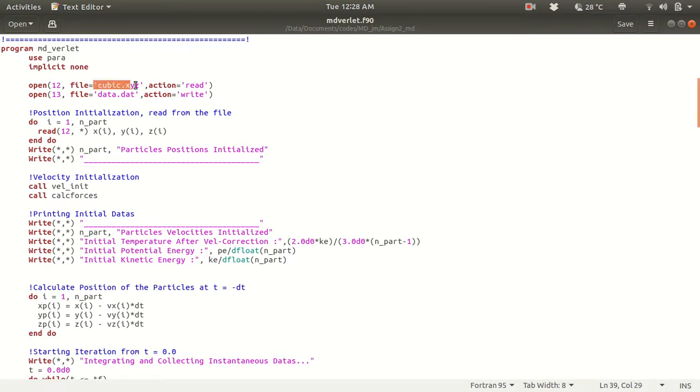So cubic.xyz, which I have already described in my earlier lecture. As you can see, there are lectures on how to generate a simple cubic lattice and how to generate a 2D square lattice. I will be using the simple cubic lattice case, and I am using that file from there, and the action is basically read. So it will read the file, and data.dat is basically a file to save the energies and time step.